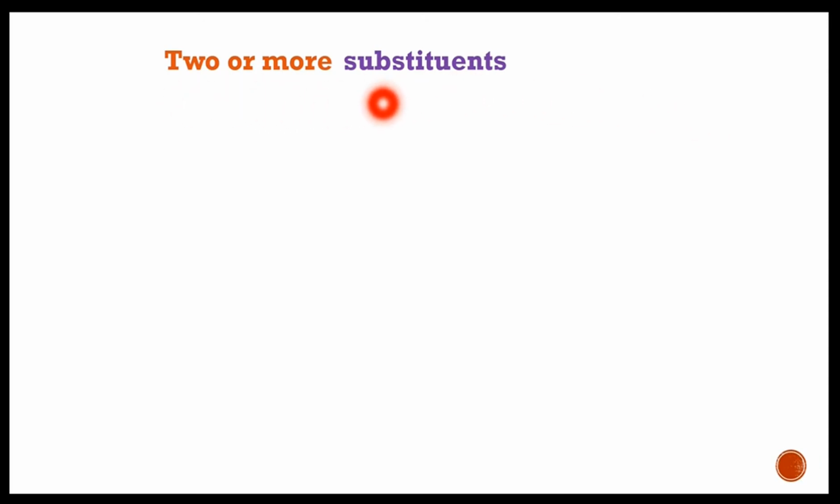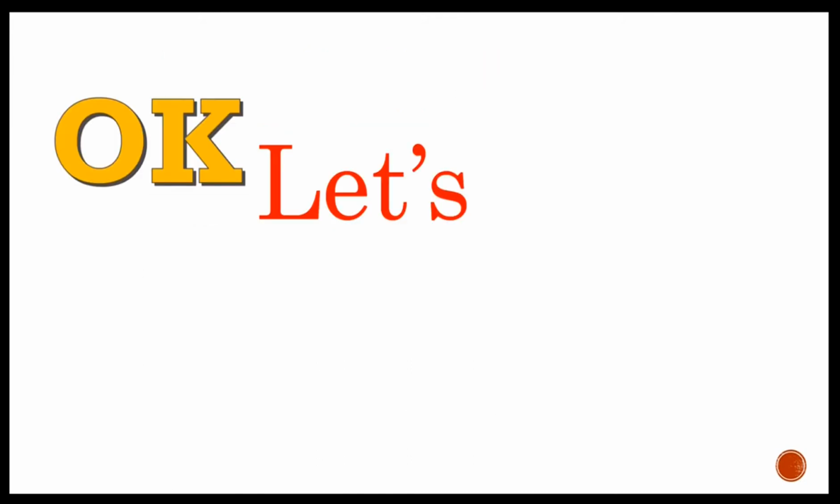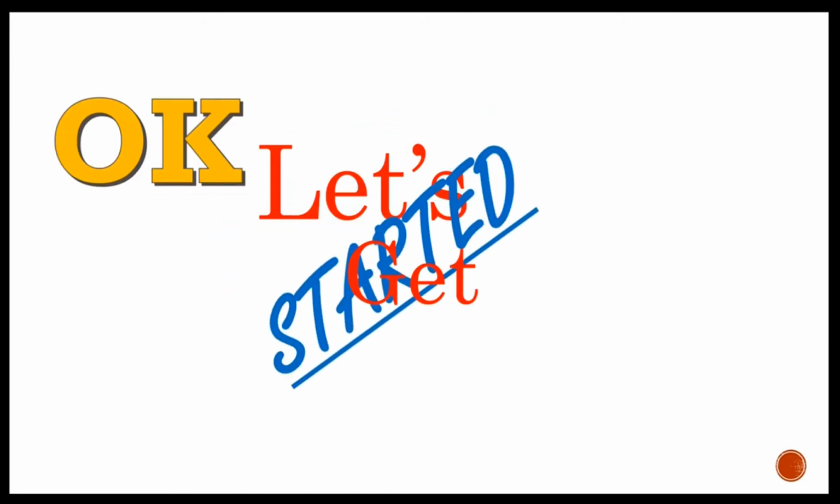Right, so we are going to look at more complex examples of branching alkanes that have 2 or more substituents, like what we have right here. This is an example of a branching alkane that has 2 substituents, methyl and ethyl. Okay, let's get started right now.